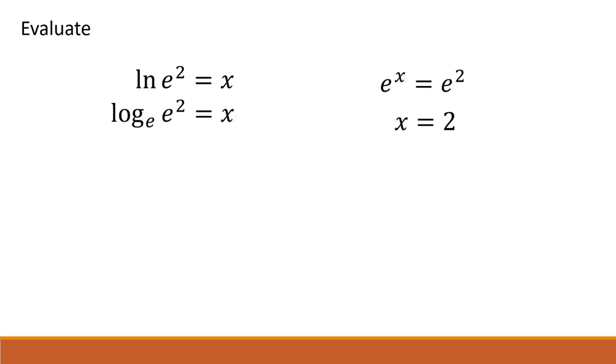Now let's evaluate a natural log expression. We don't know what the natural log of e squared is, so we'll just call it x. And then we'll remember that the natural log is the same thing as a log with a base of e. Now let's rewrite our log equation as an exponential equation. e to the x equals e squared. And since our bases are the same, our exponents have to be equal. So x equals 2. So we know that the natural log of e squared equals 2.